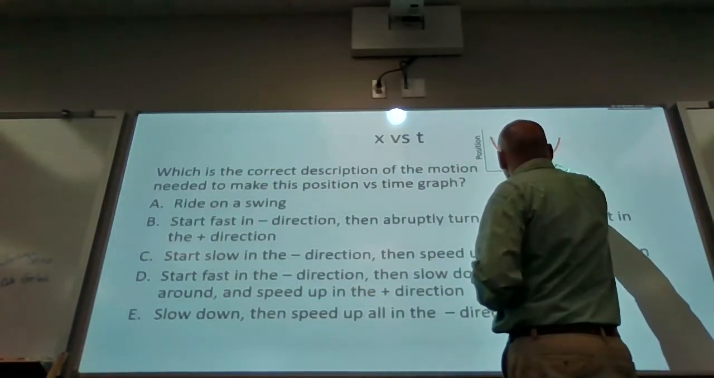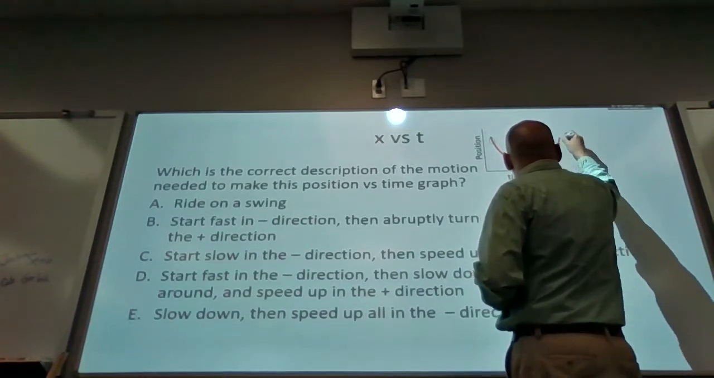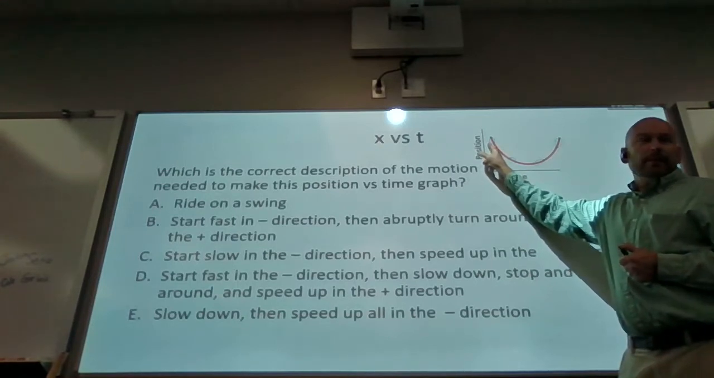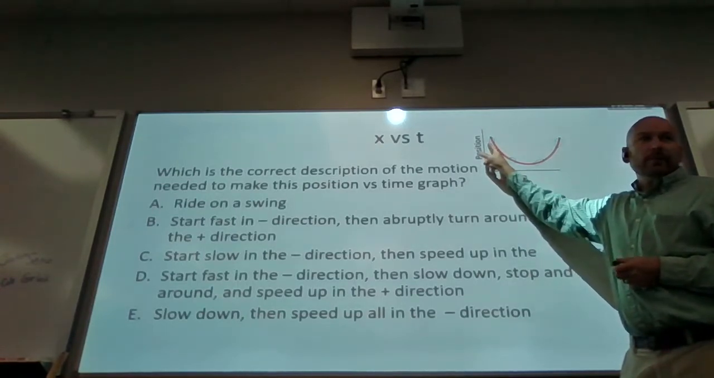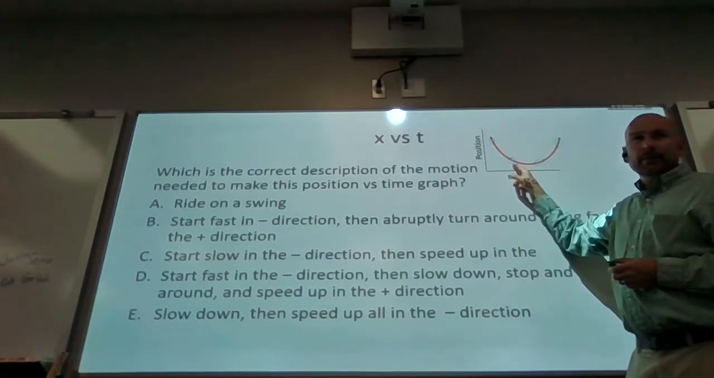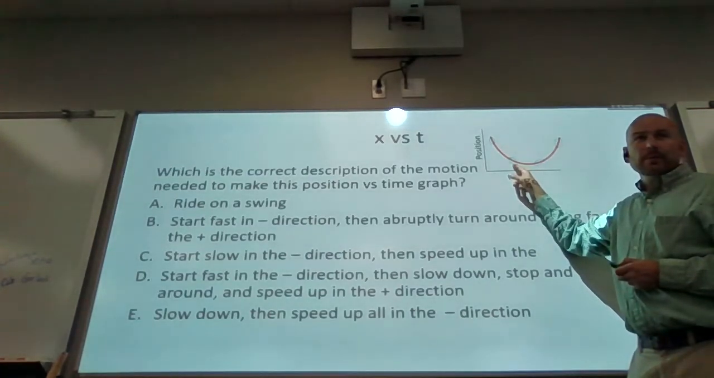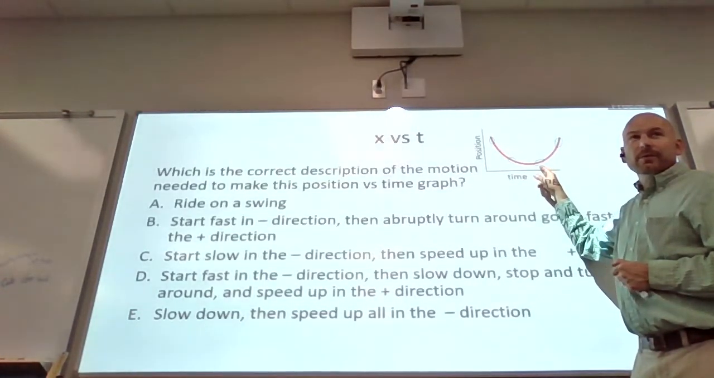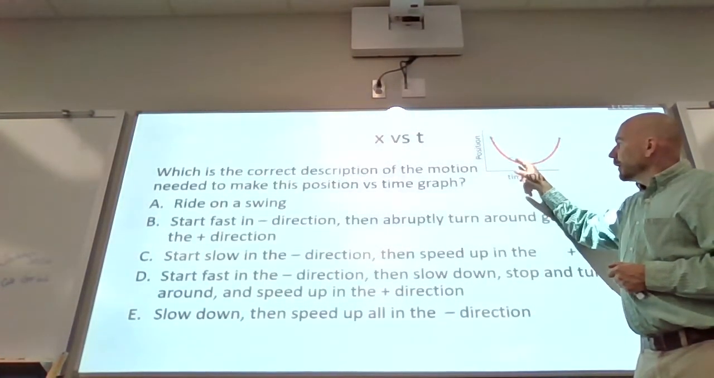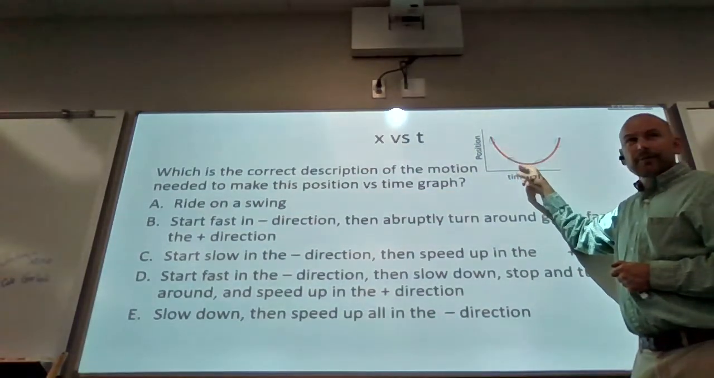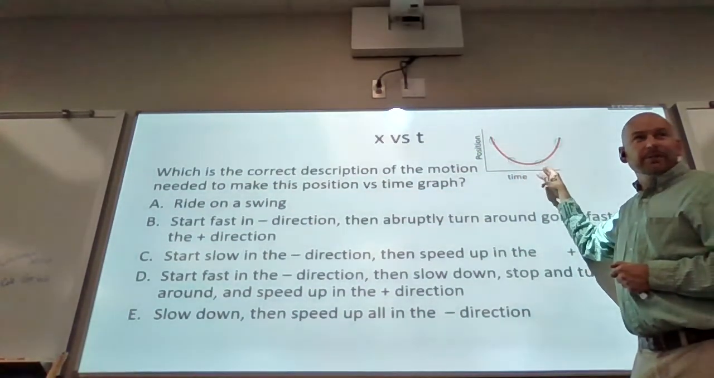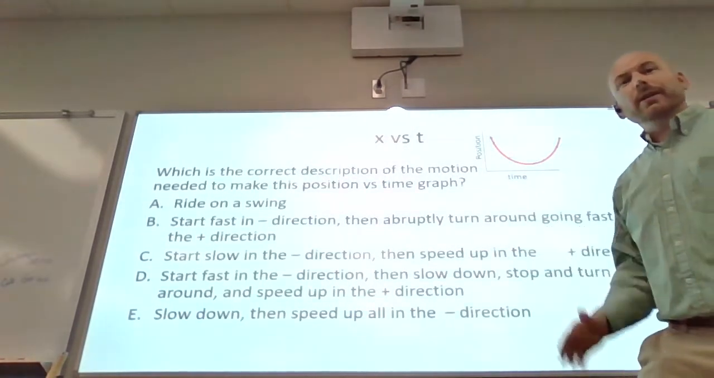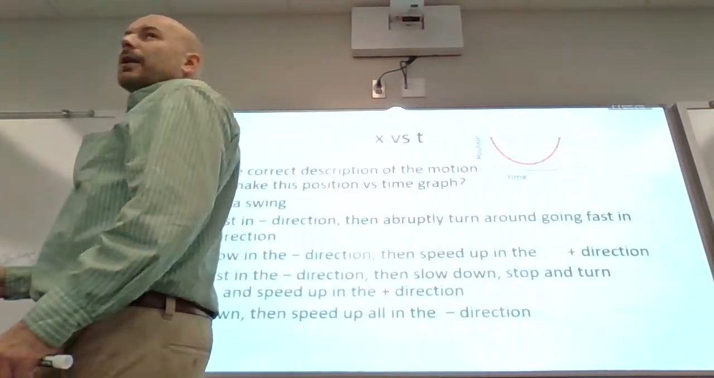So taking this in chunks. Positive or negative? Negative. Fast or slow? Positive or negative? Fast or slow? Positive or negative? Fast or slow? In order to go from negative direction to positive direction, there has to be a point. So you're walking the negative direction. At some point, you got to turn around.